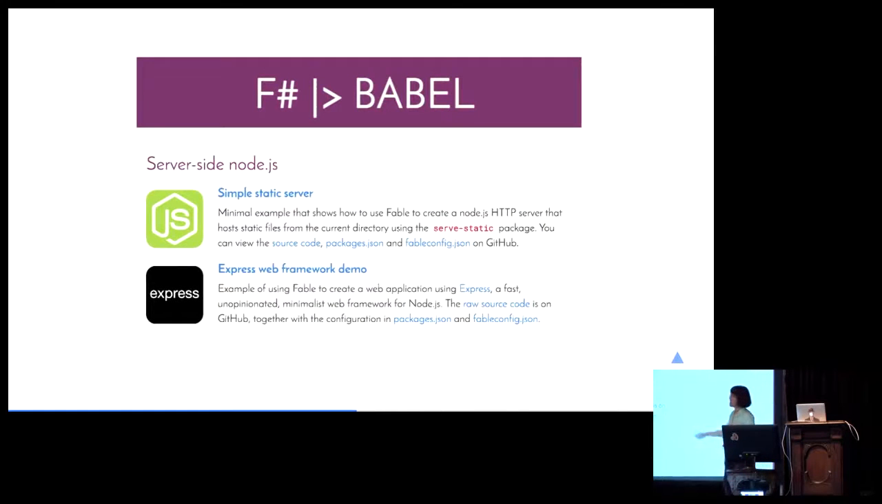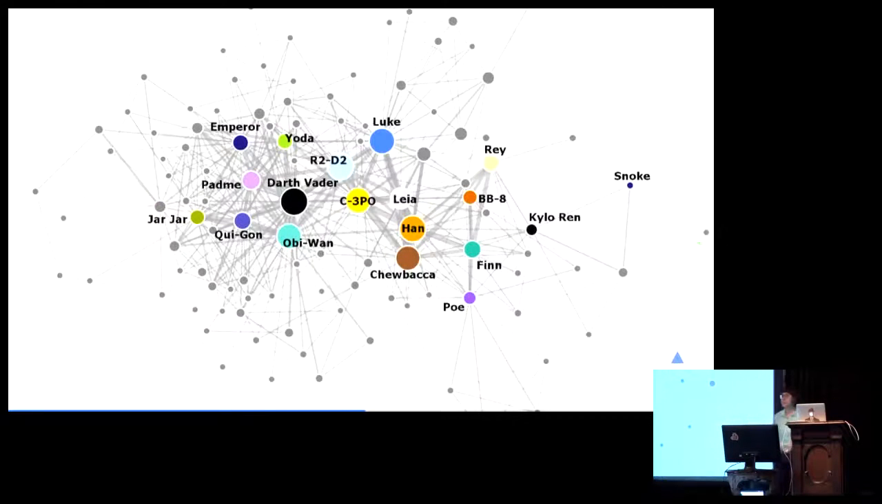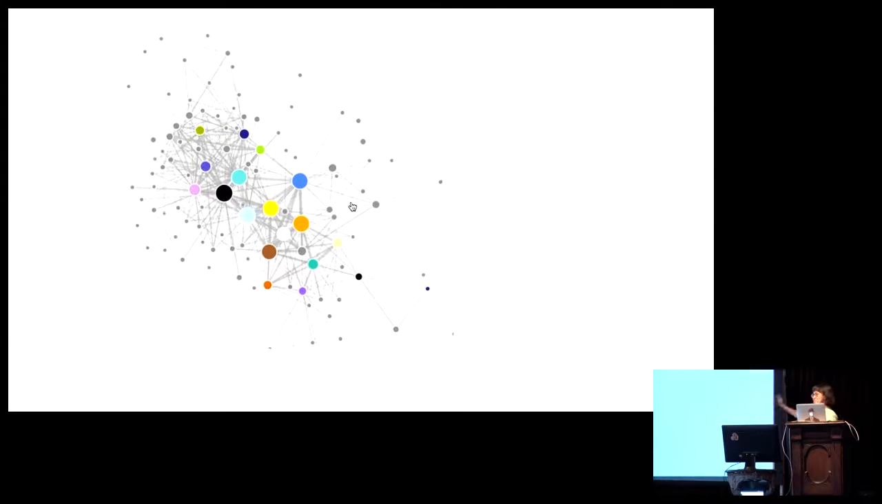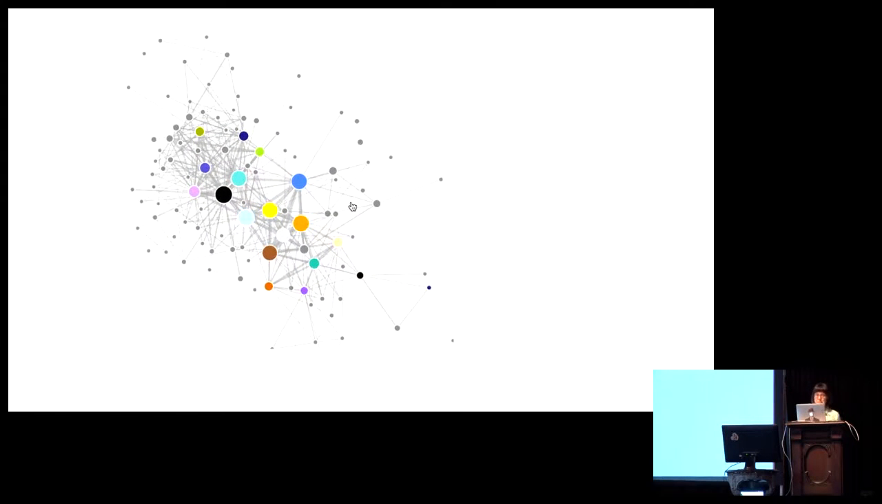There are some samples with Node.js as well. But I wanted to show you the actual network. I promised you JavaScript, so this is just an image. I'll click on it, and it will take me to my JavaScript animation. So this is the social network of Star Wars. And because I was talking about Fable, let's look at the page source.